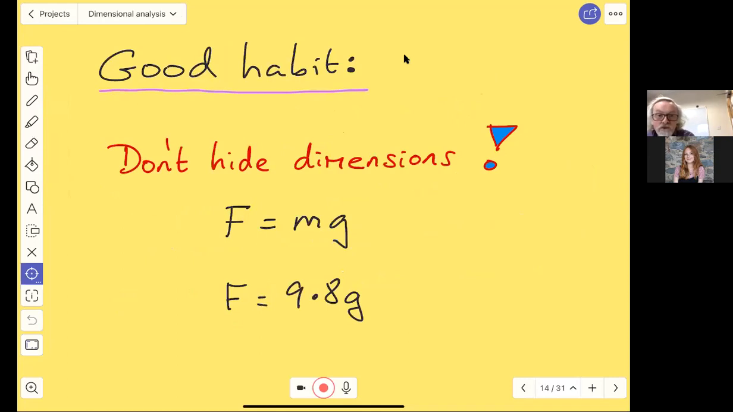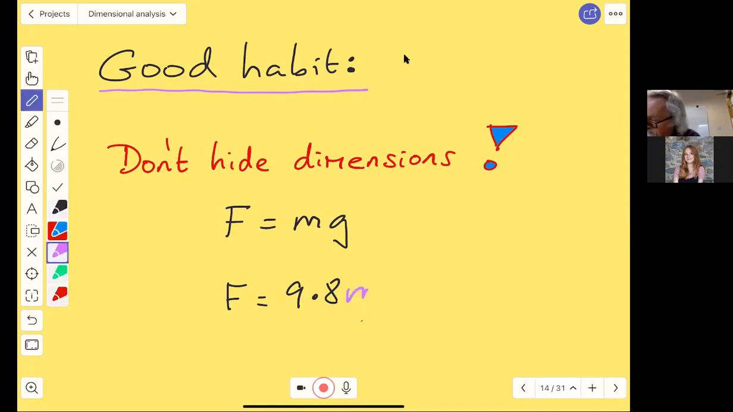A good habit that I want to recommend to you is: don't hide dimensions. So your weight, of course, on Earth, F is mg, your mass times the acceleration due to gravity. And you might be tempted to write F is 9.8 times, I've written G, that was silly of me, so I'll just delete the G. G is 9.8 meters per second squared times your mass, m. You might be tempted to write the weight like that, but that's really horrible. So this is nice. It makes the dimensions clear. It shows what the structures are.